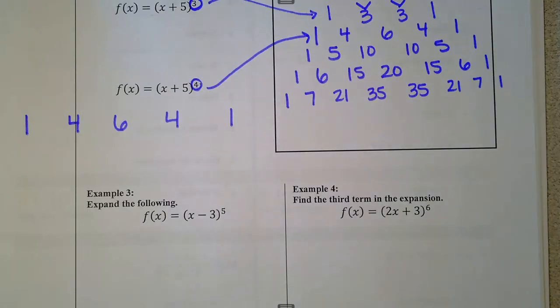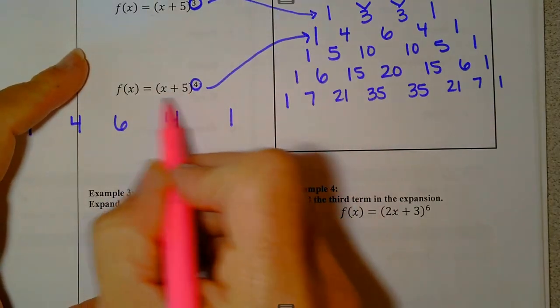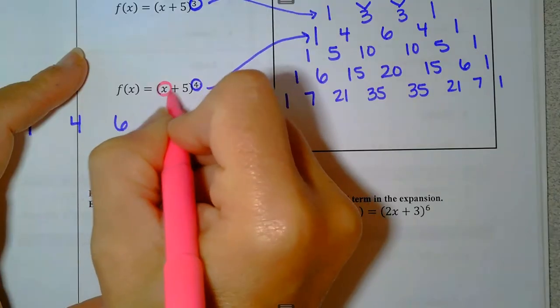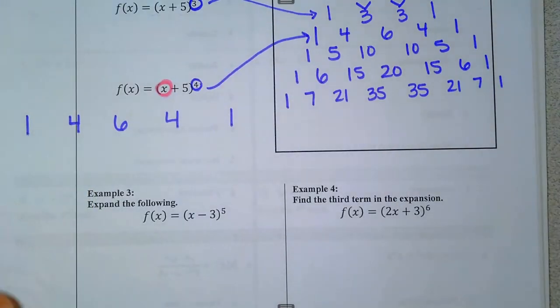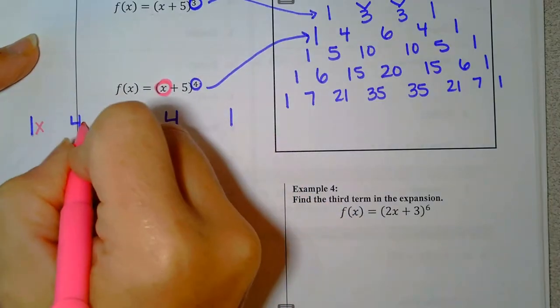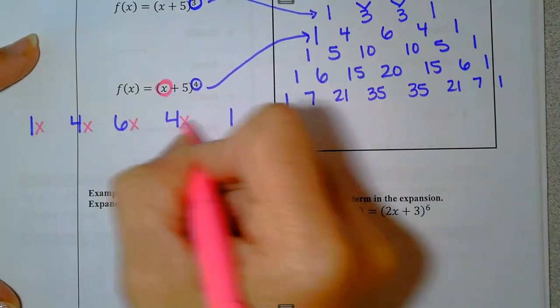Okay. So, it's called the binomial theorem because it only works with binomials. Okay? And binomials mean you have 2 terms. So I'm going to take the first term and I'm going to put it next to every single thing here. So I take that and I put it next to every single thing.